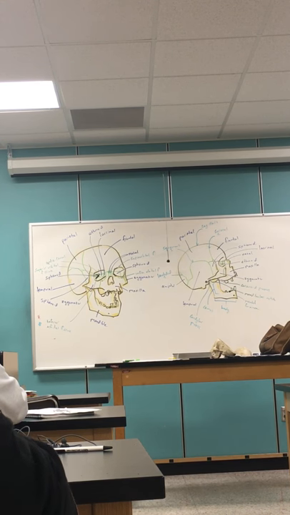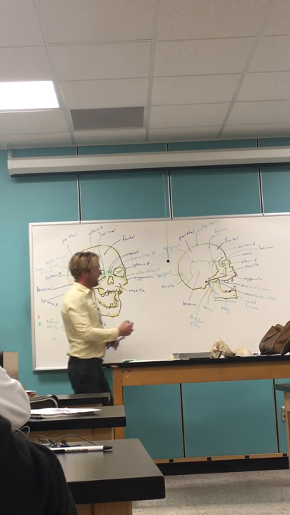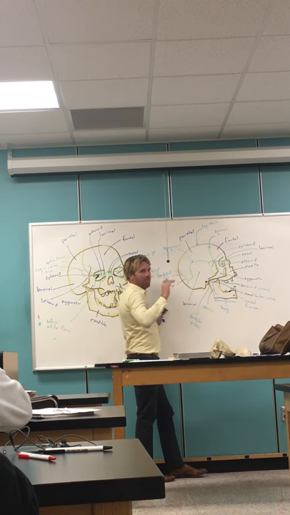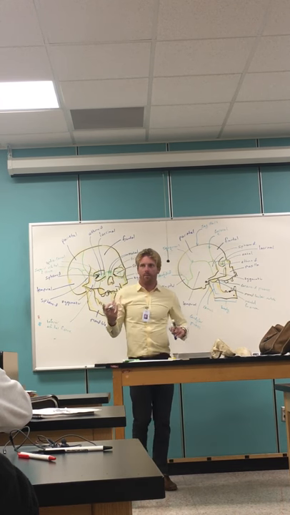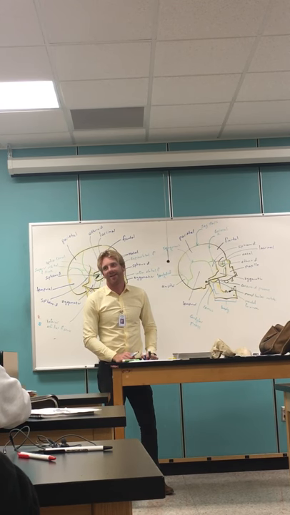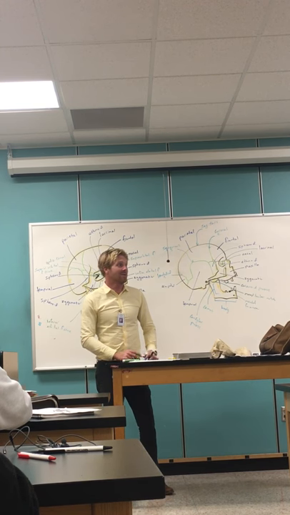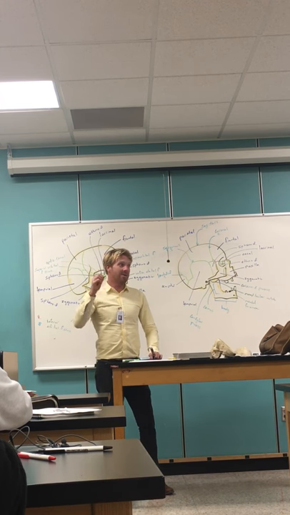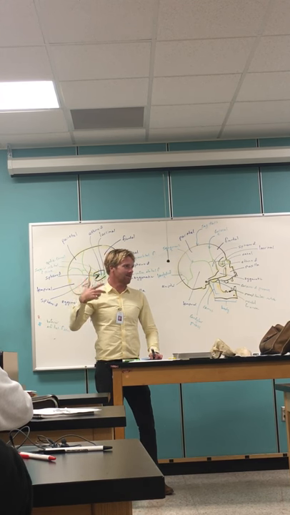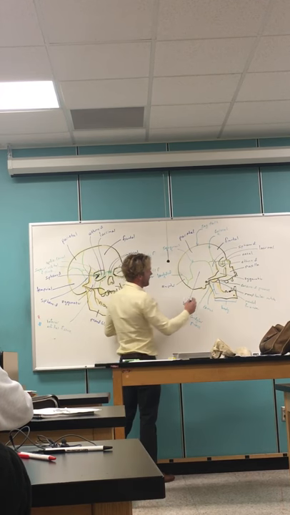Oh, a couple more things. See this hole right here? See that hole? What is that? Why do we have a hole in our skull? Ear canal, okay? The name of that hole is called the external acoustic meatus. A meatus is just a name for a tunnel-like hole. External, it's on the outside. Acoustic, that's where sound goes in. A tunnel-like hole on the outside of the skull where sound goes in.